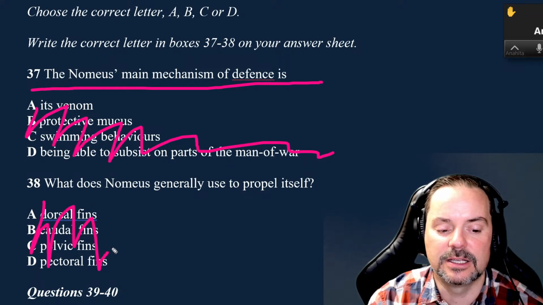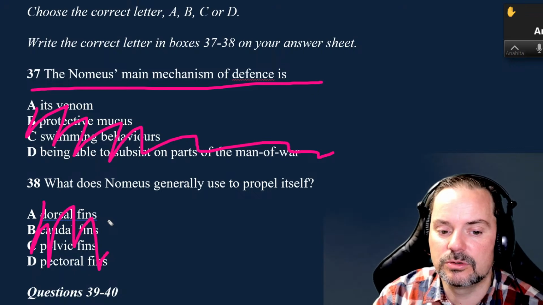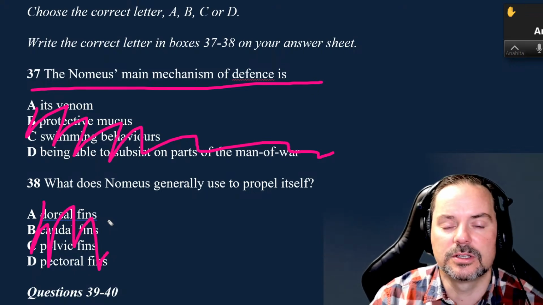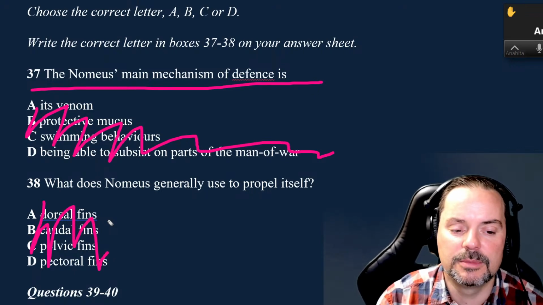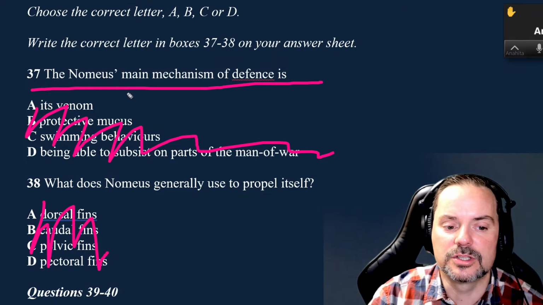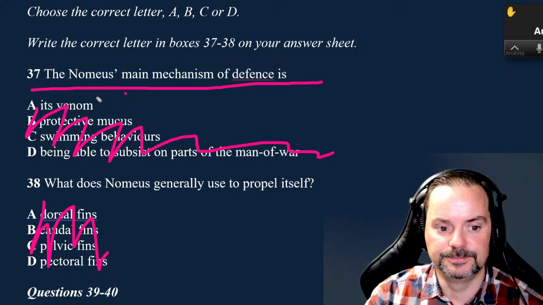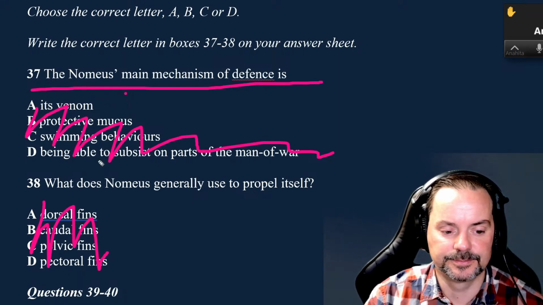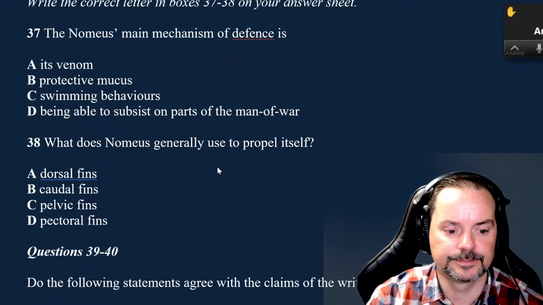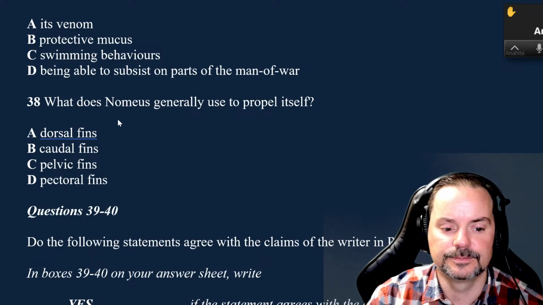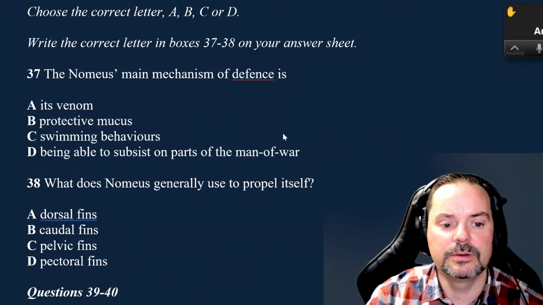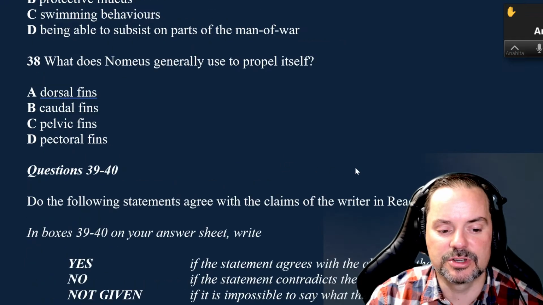In fact, in the computer-based exam, you don't see the choices until you click the drop down in some cases. So it's good. You just read the question. So go ahead and read 37, Anahita. 37, the Nomius main mechanism of defense is... 38, then what does Nomius generally use to propel itself? Yeah, so again, a little bit more about this interesting fish.